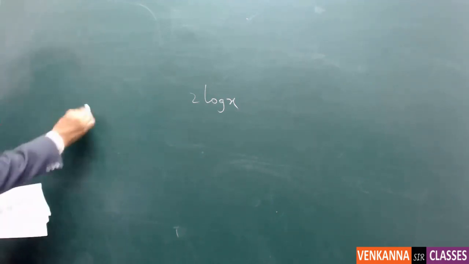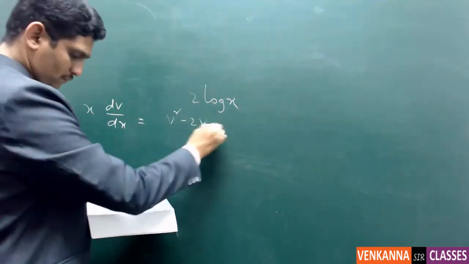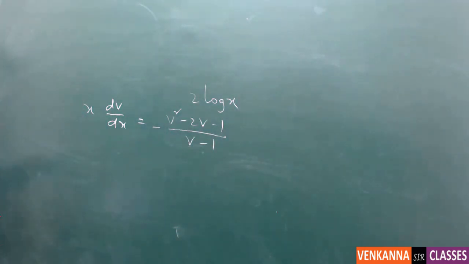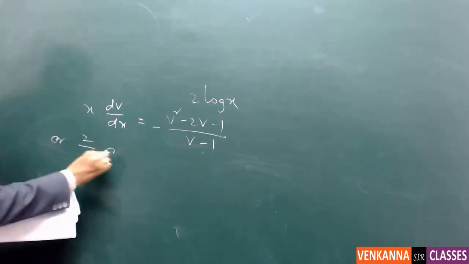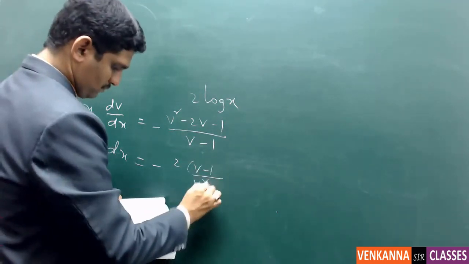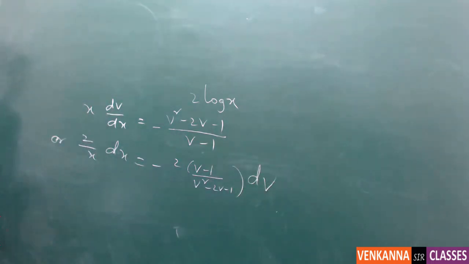So I am going to write it; you can check on the step that x into dv by dx is equal to, please check on that. Accepted? Right. Thank you.